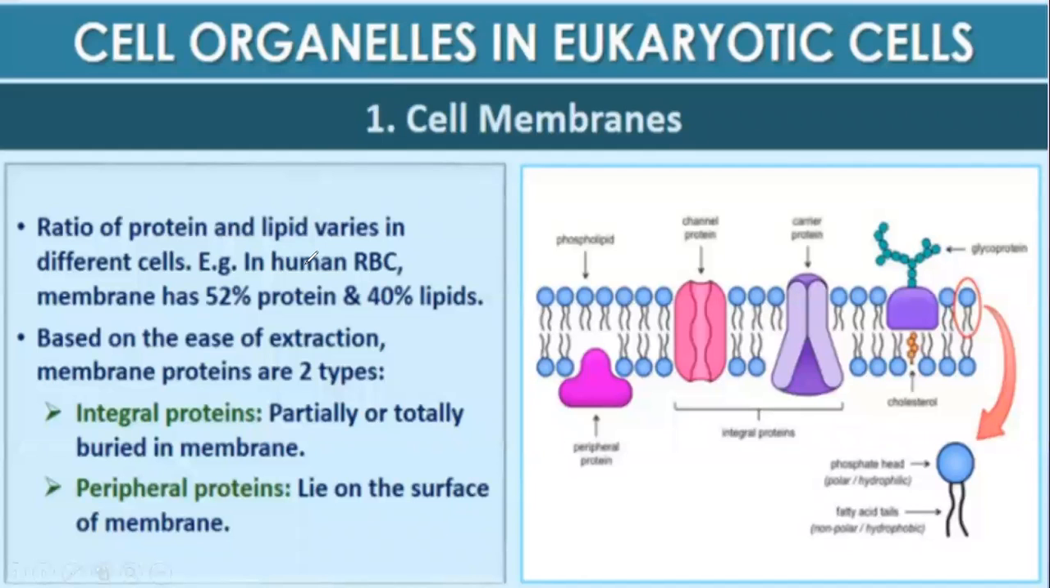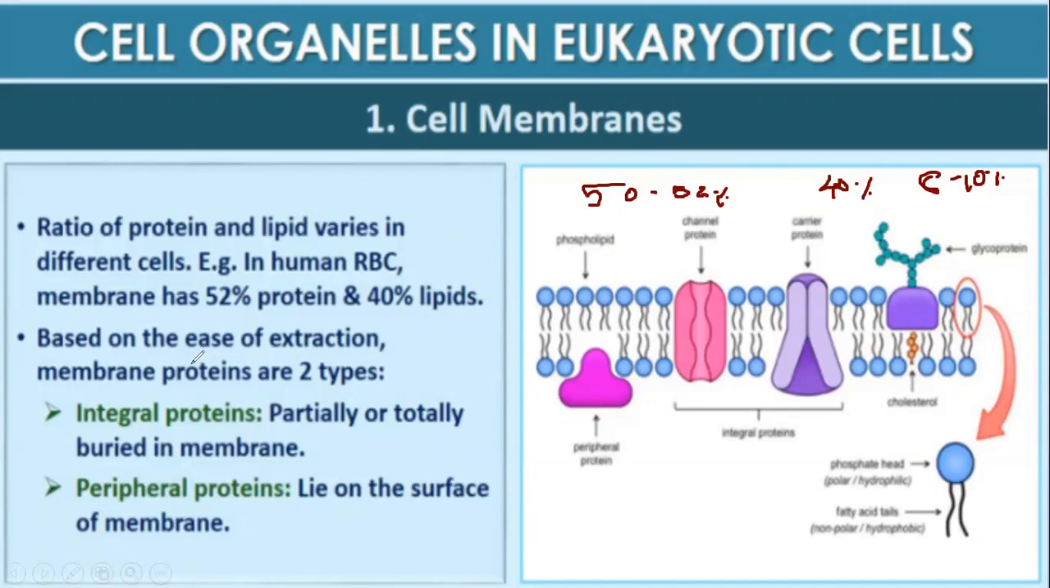The ratio of protein and lipids varies in different cells. In human RBC, there is 52% protein and 40% lipids. So in the case of human RBC, the normal count is 50 to 52% protein, 40% lipid, and the remaining 8 to 10% is carbohydrates, cholesterol, etc.